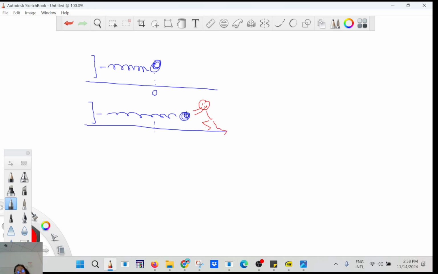Okay, so you're holding this, so you are storing energy into that spring. That energy is called elastic potential energy, because you did work on that spring. And if you let go, all that energy is going to be released into kinetic energy. So it's another kind of potential energy.